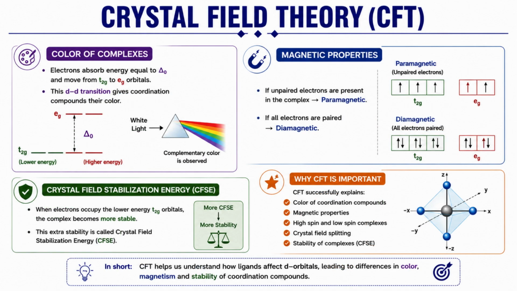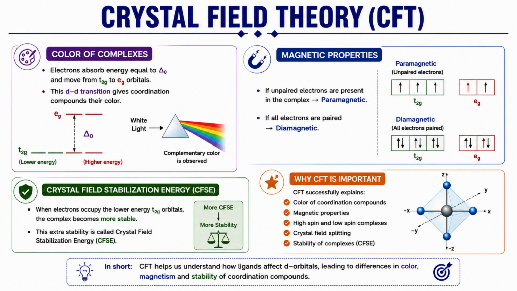When electrons occupy the lower energy t2g orbitals, the complex becomes more stable. This extra stability is called crystal field stabilization energy, or CFSE. Greater CFSE means greater stability. CFT also explains the magnetic behavior of complexes. If unpaired electrons are present, the complex is paramagnetic. If all electrons are paired, the complex is diamagnetic. For example, strong field ligands like CN⁻ often produce low spin complexes, while weak field ligands like F⁻ usually produce high spin complexes.